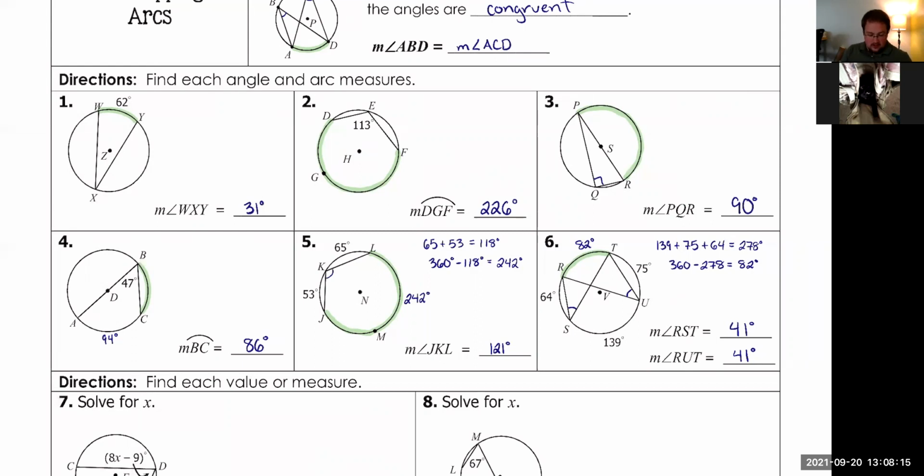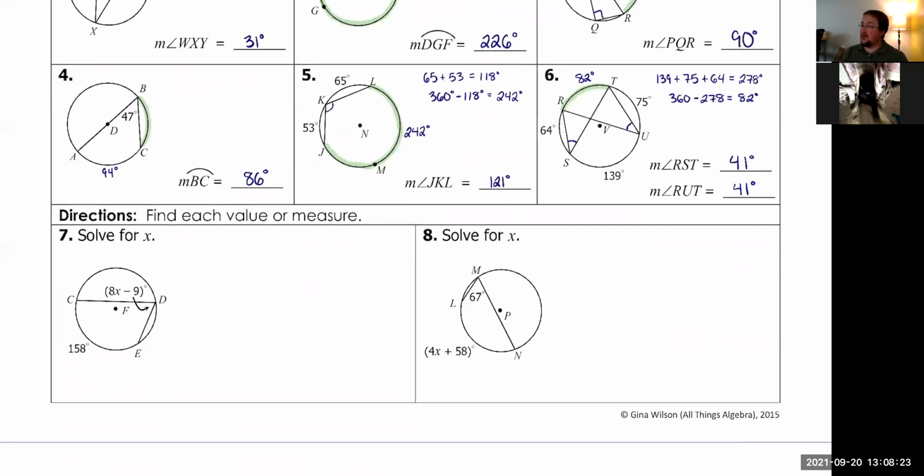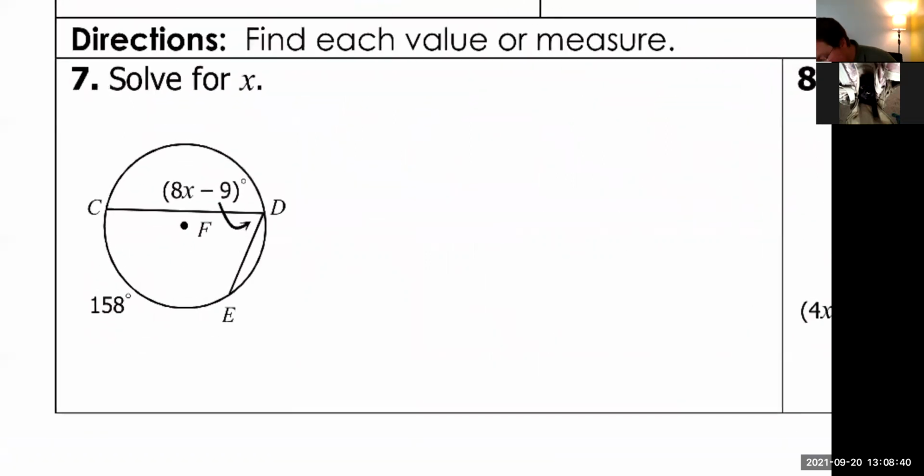Now, we transition to the next. We have a few that we are probably going to have to set up some sort of a relationship on to be able to find the missing value. For these next two, it's asking us to solve for x. So we're going to have to identify where the x is, what information we have, and how it all ties together. On number 7, we're solving for x.